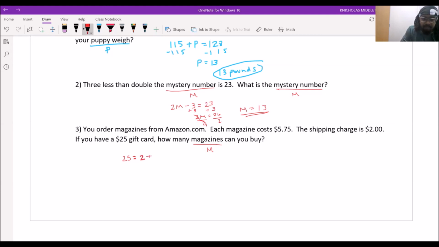Adding to my price of shipping is $5.75. But here's where my variable comes in and why it's an algebraic equation and not just an equation. Algebraic because I don't know how many magazines I can buy. So it's $5.75 per magazine. If I buy 1, it's $5.75. If I buy 2, it's 2 times that. 3 times, 5 times, 7 times, whatever. So here's my equation. And now I can solve it.